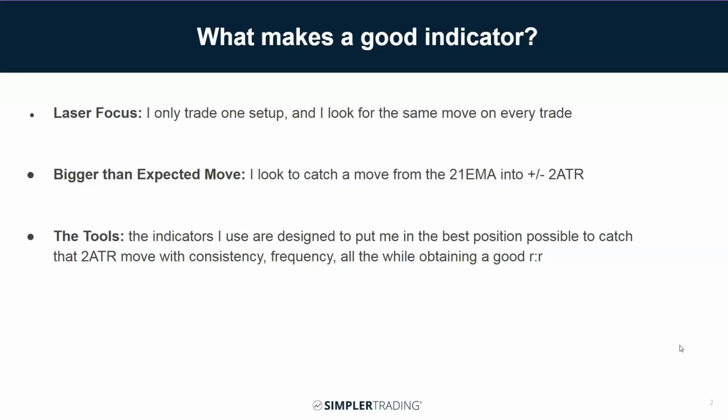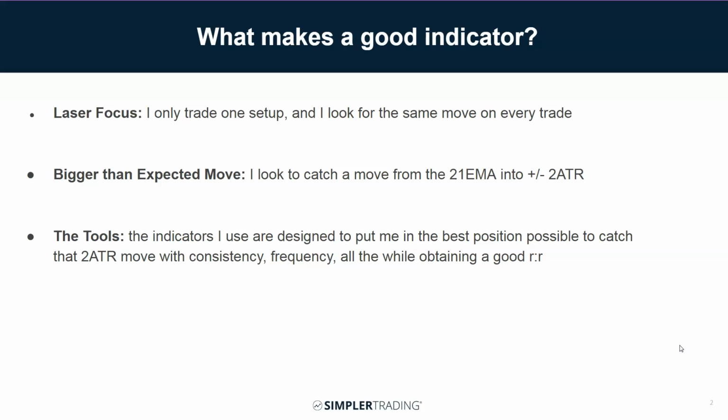For those of you that aren't, generally speaking, I only trade one setup. Right? So I've made my entire game just like super specific. Trading one setup, and I'm looking for the same move on every trade. And the move I'm looking for is referred to as a bigger than expected move. I'm looking to catch a move from the 21 period EMA into about 2 average true range moves either above or below the 21. Right? So we'll talk a little bit more about that.